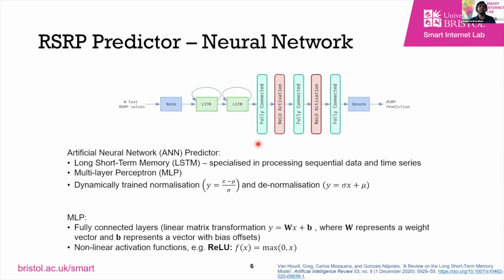And we are piping this data into a multi-layer perceptron. It's just a fancy term for machine learning that is a series of linear transformations interleaved with non-linear functions, non-linear activation functions. This is a very famous one that we have been using. So this is the structure of neural networks that we have been using for doing the prediction of RSRP.